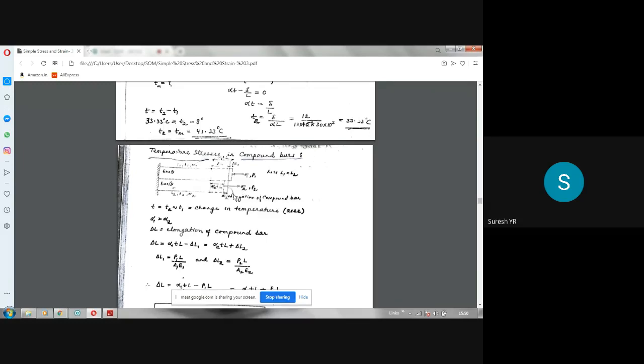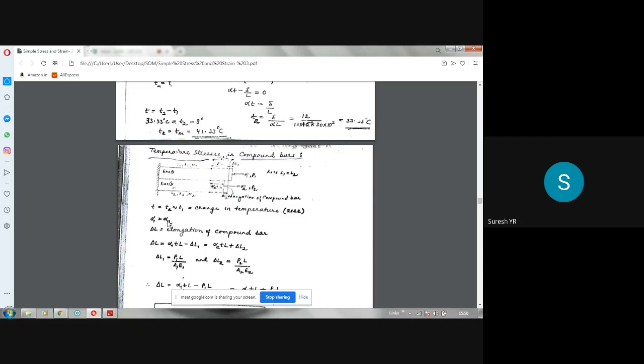Now let us see the change in temperature. Rise in temperature is T here. Once again, T2 minus T1. T2 is the final temperature, T1 is the initial temperature. Difference gives the rise in temperature. Then alpha 1, let us say alpha 1 is greater than alpha 2 here. That means coefficient of thermal expansion of first bar is greater than that of second bar. That is why this has elongated more than this. But when you are dealing with compound bar, you have to take the common expansion. That's what I will explain now.